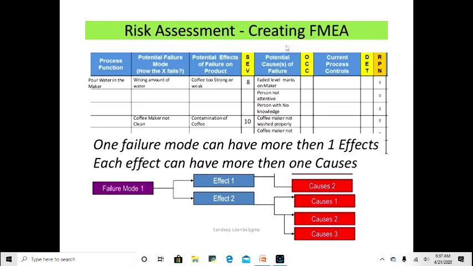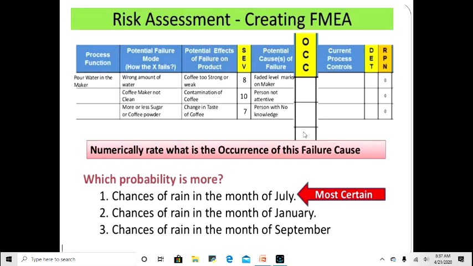Fine. So now you are done with the causes of failure. And how frequently are those causes occurring? That is your occurrence level. How frequent is the faded level on the marker, the person not attentive, the person with no knowledge, or the coffee maker not clean? So again you have to grade on a 1 to 10 scale.